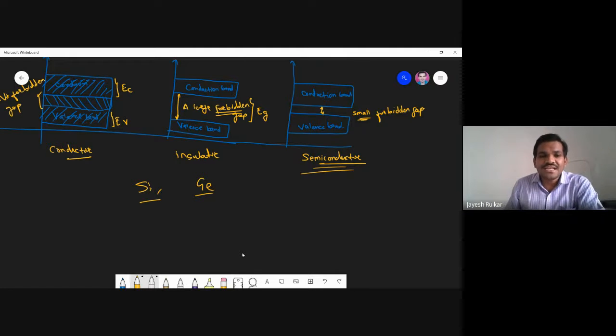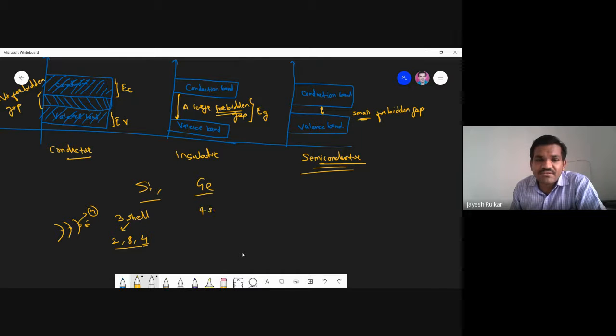Silicon has three shells, with 2 electrons in the first shell, 8 in the second shell, and then 4 in the outermost shell. So it contains three shells: first, second, and third. All told, it contains 4 valence electrons, whereas germanium has 4 shells.